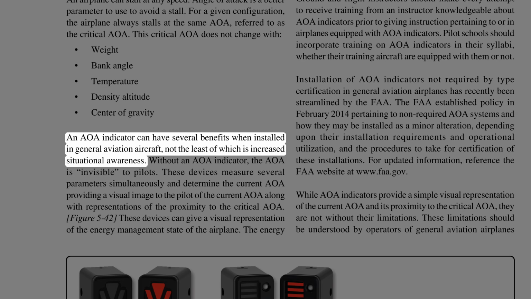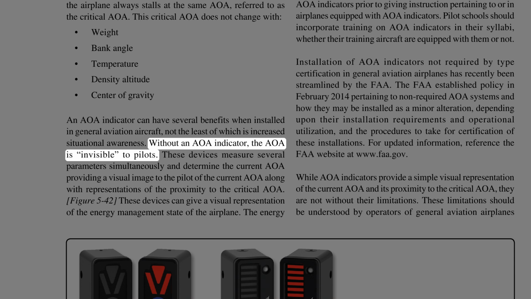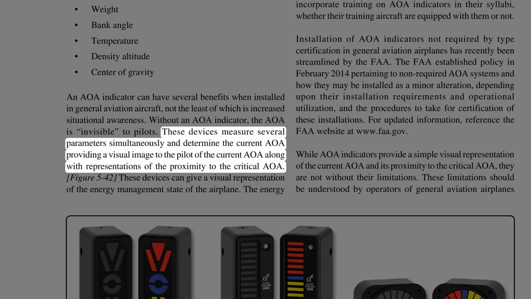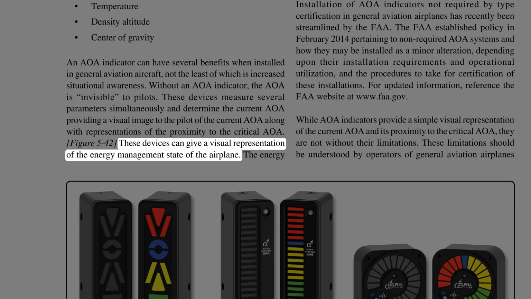An AOA indicator can have several benefits when installed in general aviation aircraft, not the least of which is increased situational awareness. Without an AOA indicator, the AOA is invisible to pilots. These devices measure several parameters simultaneously and determine the current AOA, providing a visual image to the pilot of the current AOA along with representations of the proximity to the critical AOA. These devices can give a visual representation of the energy management state of the airplane.